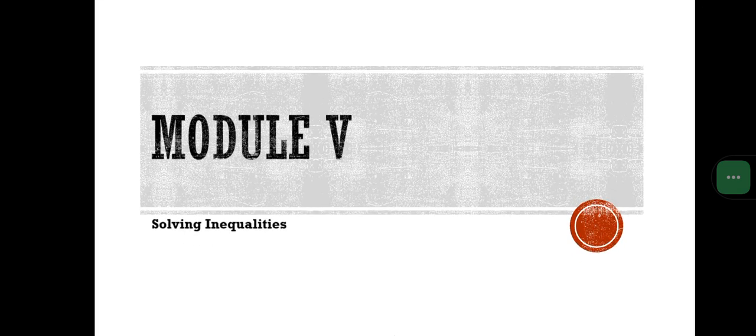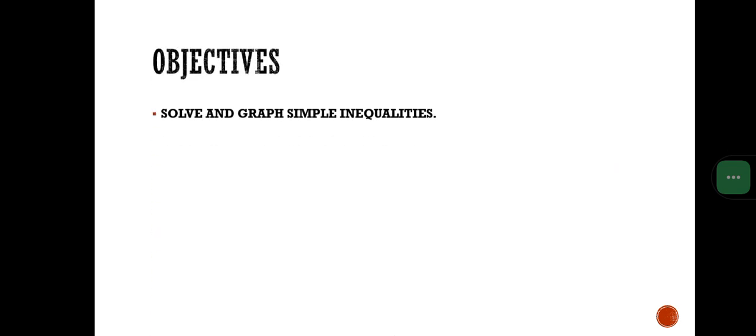Solving inequalities. What are the objectives we're going to be having here in Module 5? The objectives are to solve and graph simple inequalities. That's what we're going to be doing, solving and graphing simple inequalities. Let's check worked examples, shall we?